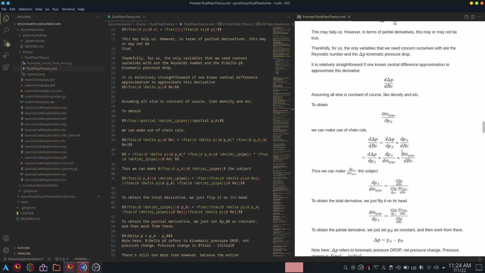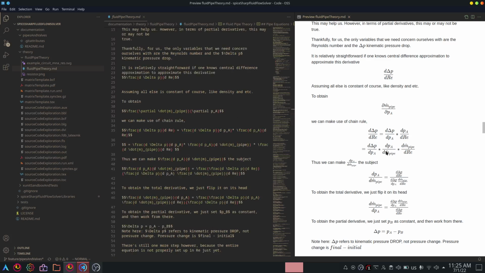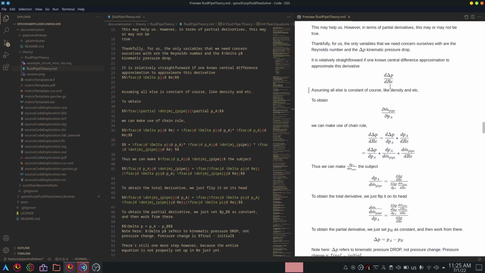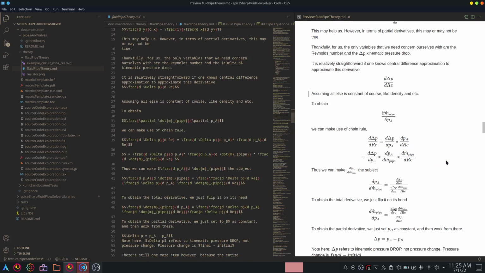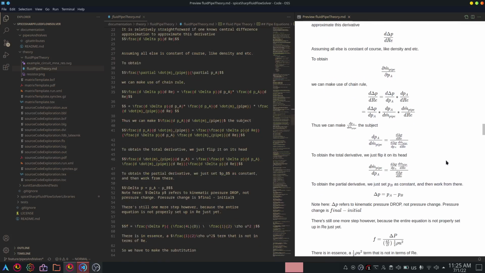So, not just that, I am actually going to introduce the mass flow rate of the pipe in. So I have dm_pipe/dRe over here, dP/dPA, dm_pipe, and the delta P/dPA. The end result we want is dPA/dm_pipe. That will get us very close to this thing, so that we can just invert it on its head and we'll get the answer. At least that's the hope.